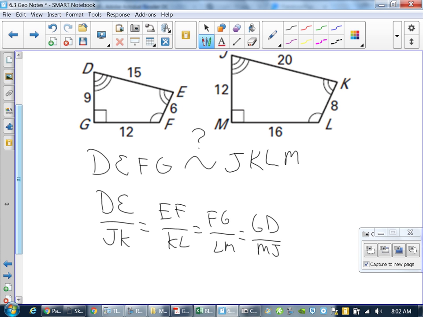What I need to do now is check to see if all of those ratios are equal. I need to see if each one of those fractions simplifies to be the exact same value. If so, the figures are similar. That's it. So what was the value of DE? 15. Let me move this. Actually, let's do this.